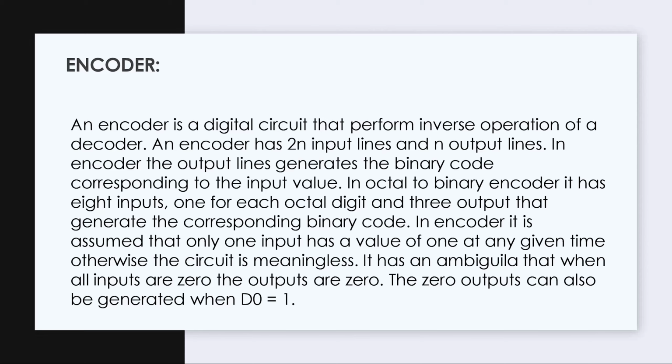In octal to binary encoder, it has 8 inputs, one for each octal digit and 3 outputs that generate the corresponding binary code. In encoder, it is assumed that only one input has a value of 1 at any given time, otherwise the circuit is meaningless. When all inputs are 0, the outputs are 0. The 0 outputs can also be generated when D0 is equal to 1.